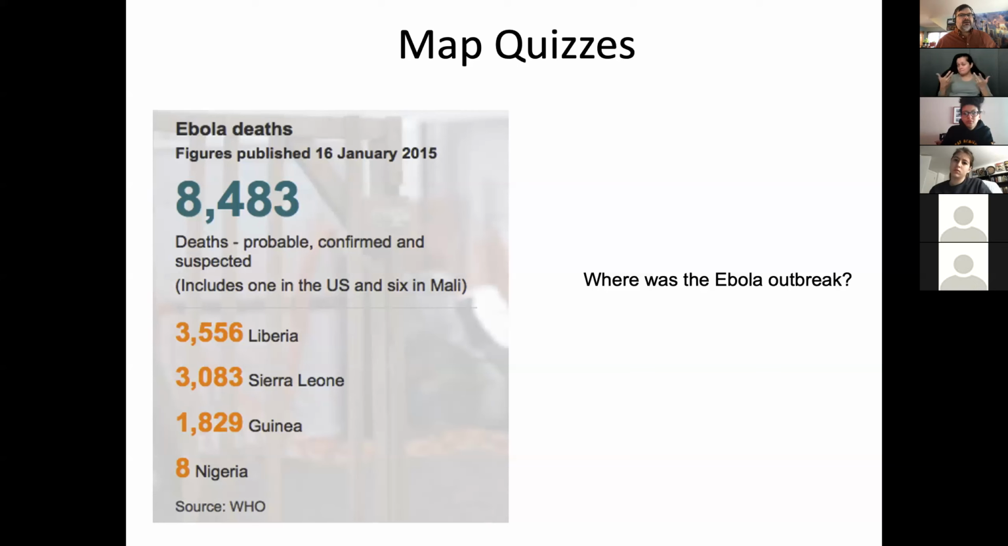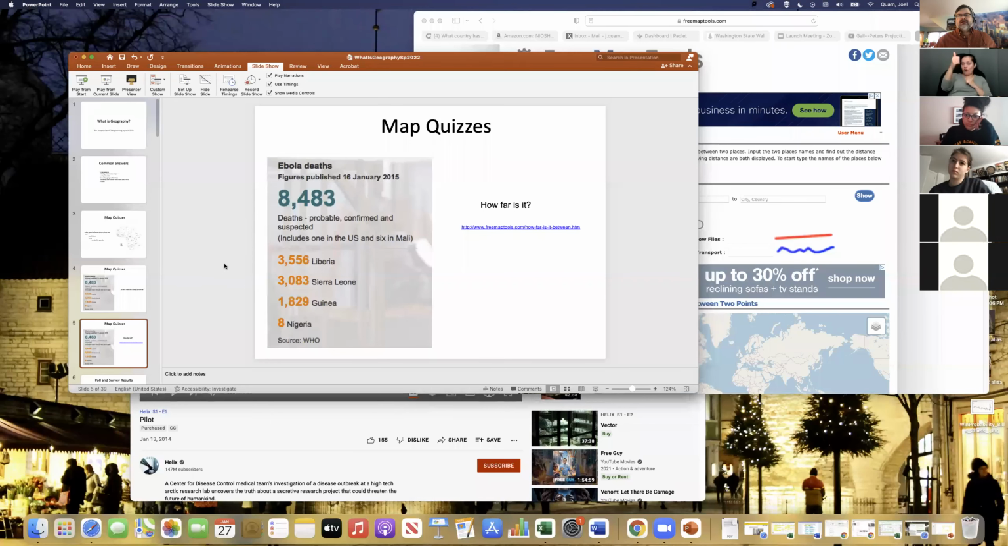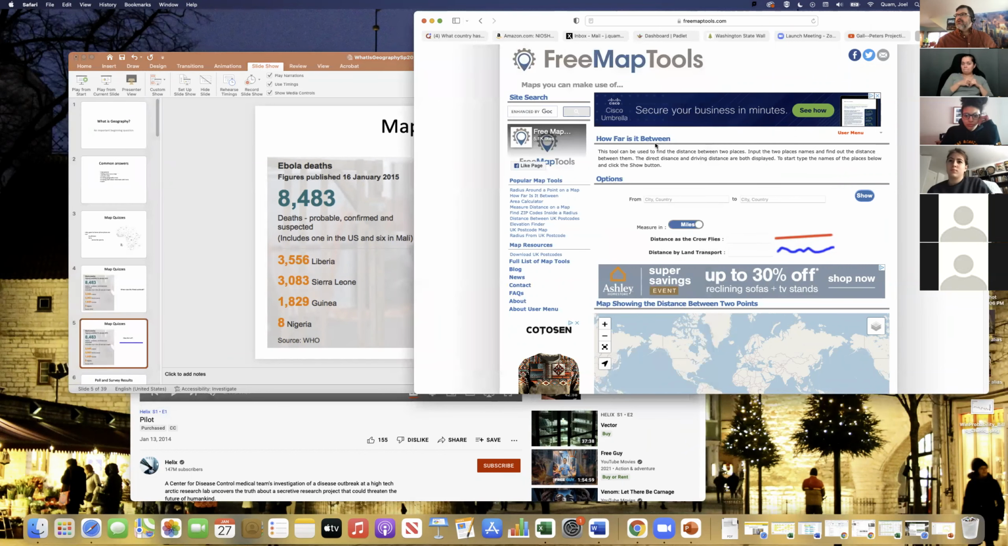Well, it would depend on if you know where those places are. They're both in Africa, but where? Well, there's a handy little website that will tell us how far it is from one to the other. So that little website is here. And what I need to do is type in the place. So I'm going to go from Liberia to Tanzania. How far is it?